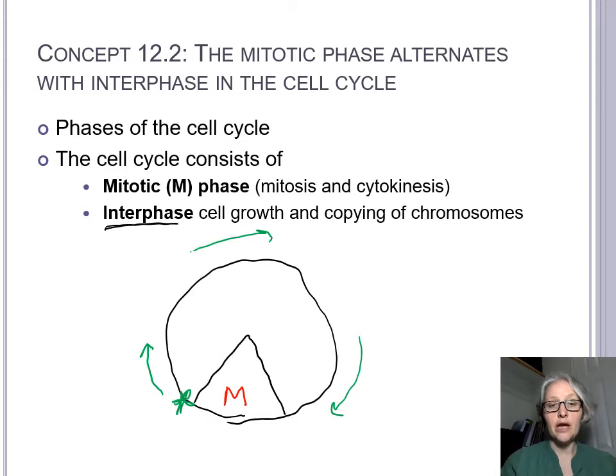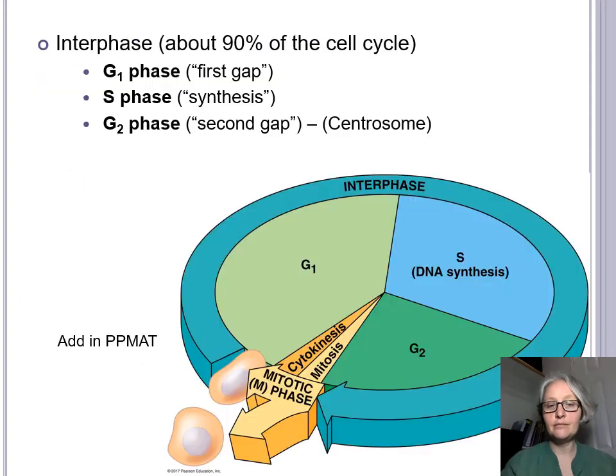The big part of the cycle is called interphase. This is where most cells are most of the time. This is where there's going to be cell growth and copying of chromosomes. This smaller wedge, mitotic phase, is where we do both mitosis, that's division of the nucleus, and then cytokinesis, which is division of the cytoplasm. Interphase is where we spend about 90% of our cell cycle.